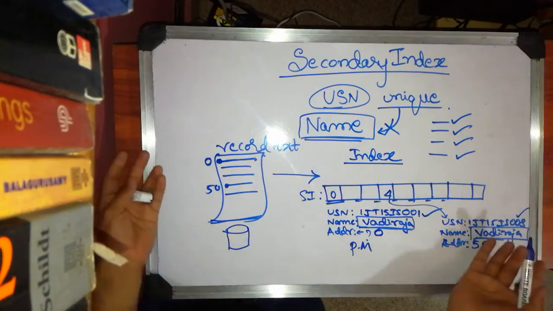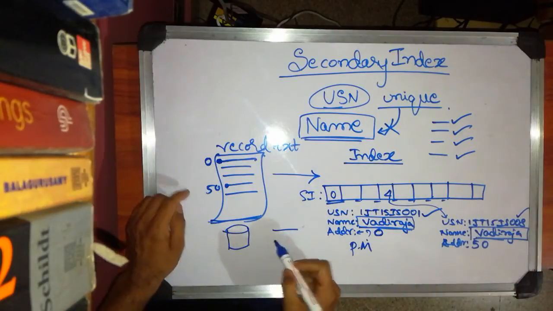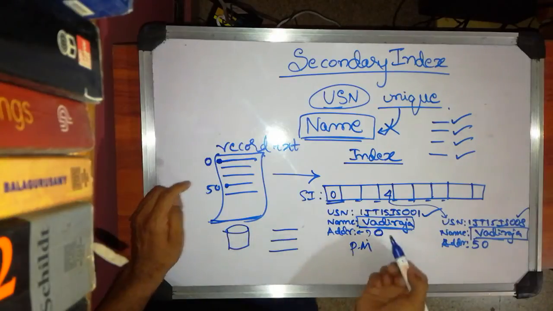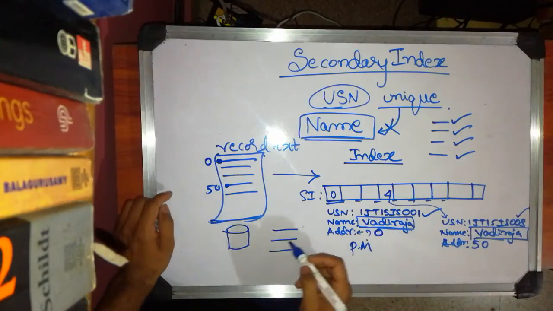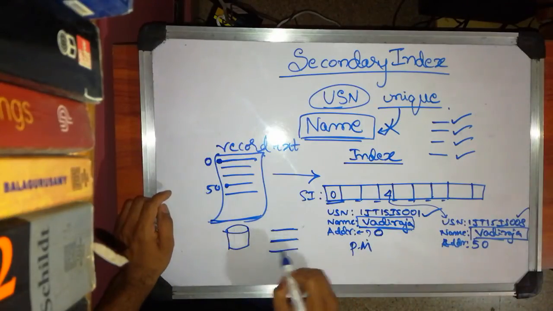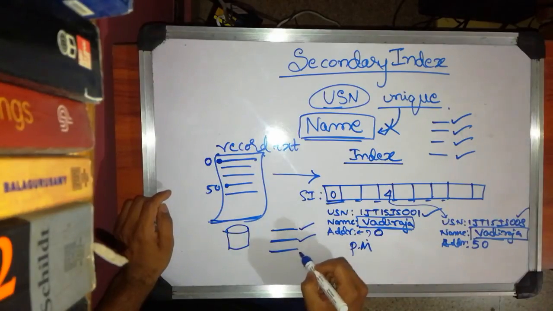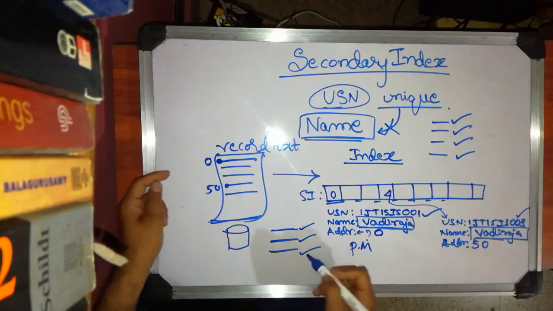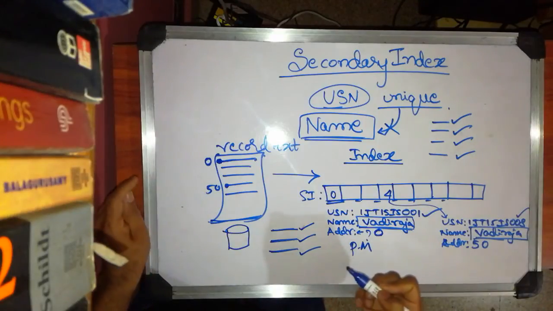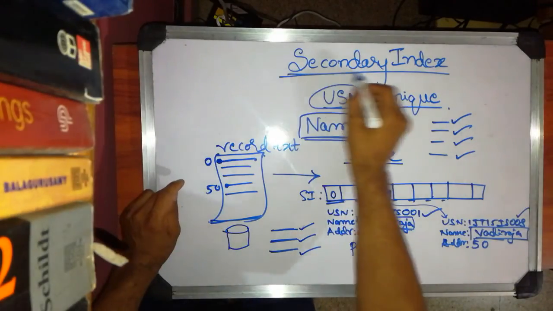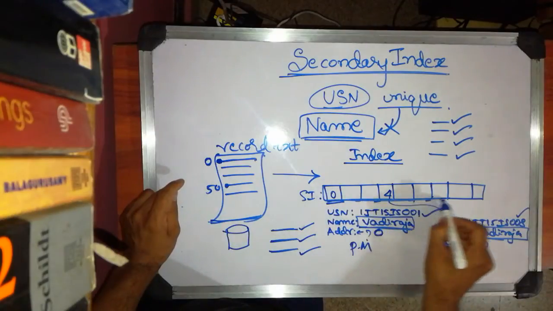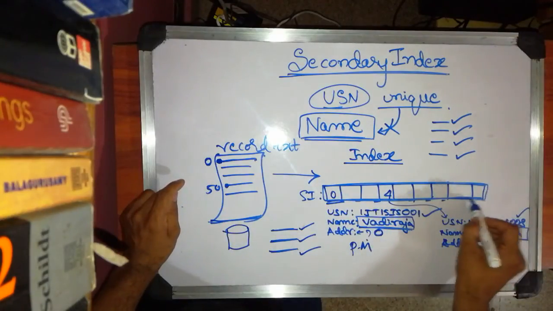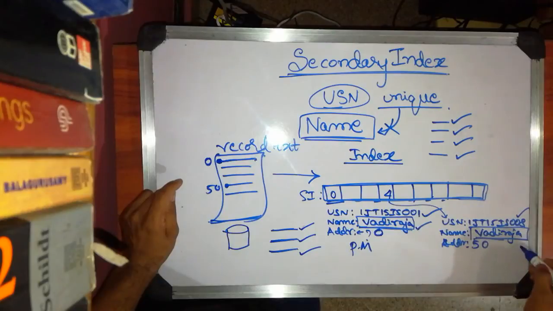So what should our program do? Our program should either display all the entries, that is both the entries, or display the USNs and possibly ask which USN you want to display or delete or whatever, and then take the action accordingly. Right? So this is how we're going to maintain the secondary index. That's why this is called a secondary index. This whole index is built on the secondary key, that is the name.